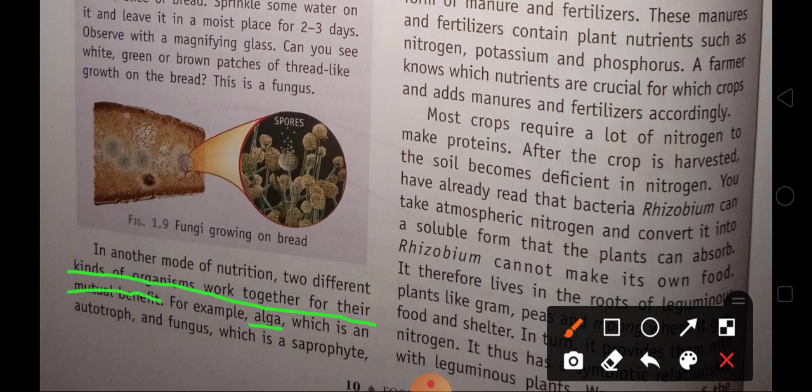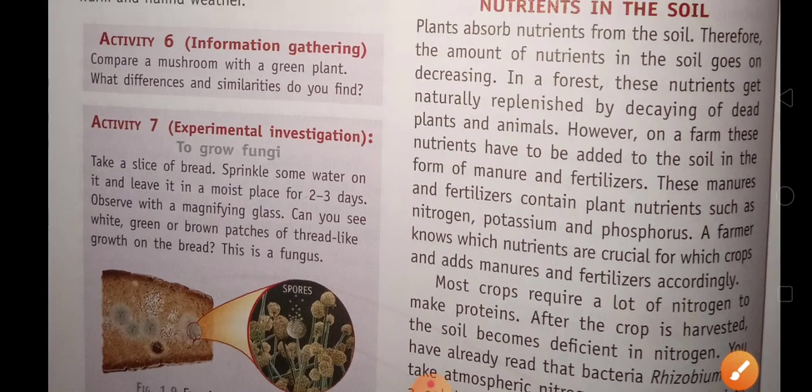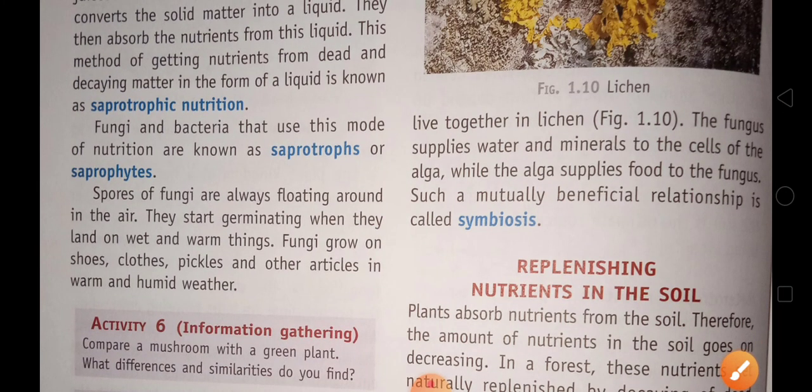For example, algae and fungi, where algae is an autotroph and fungi is a saprophyte. Algae has chlorophyll and can prepare its own food by photosynthesis, but fungi cannot prepare their own food. So the fungus supplies water and minerals to the cells of the algae, while algae supply food to the fungus. Such a mutually beneficial relationship is called symbiosis.